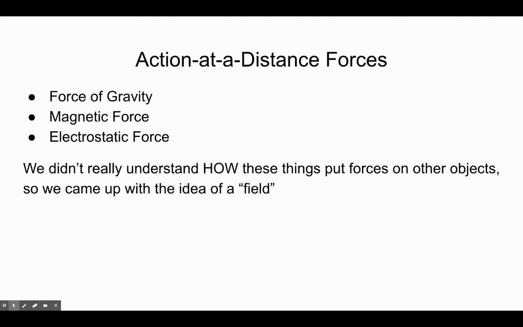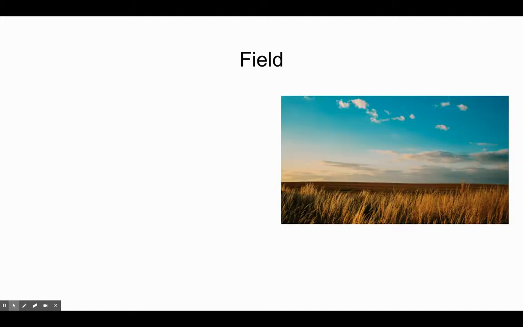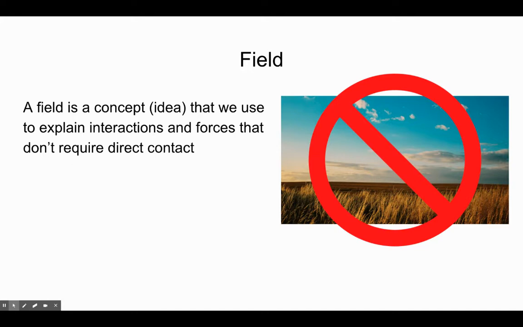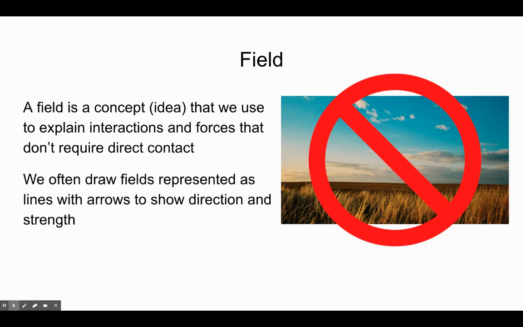Like I said before, we didn't really understand how these things put forces on other objects. So, physicists came up with this idea of a field. Now, when I say a field, I don't mean a field of flowers, a field of hay, a football field, a soccer field. We mean a concept or idea that we use to explain interactions and forces that don't require direct contact. So we draw fields represented as lines with arrows to show direction and strength. Now, this is just how we draw fields.